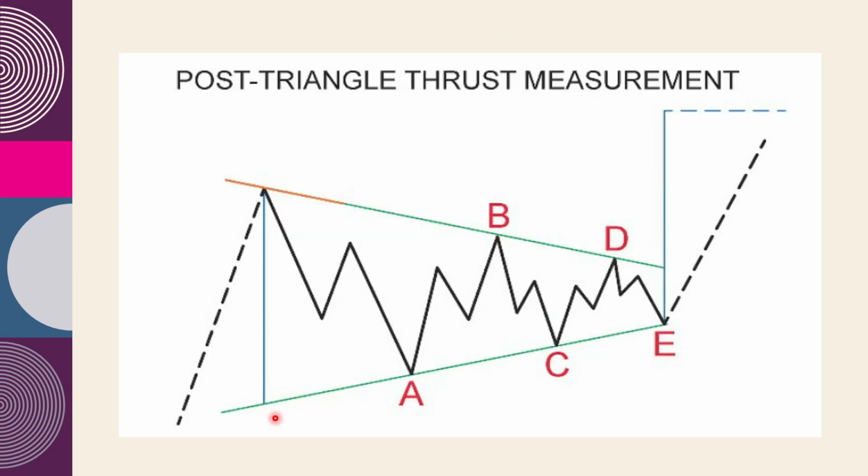For the first two triangles, contracting and barrier triangle, we can estimate the maximum termination point of the thrust by extending the AC trend line. We can extend the AC trend line, and we can similarly extend the BD trend line, measure the width, and the width will be added to the end of wave E, then this is the target. Similar to our triangle pattern target.